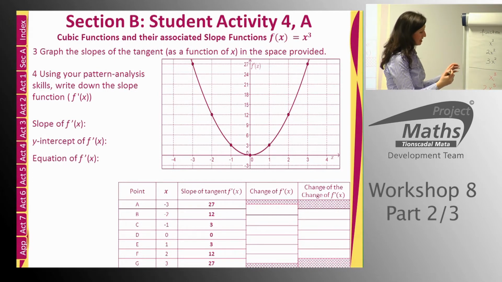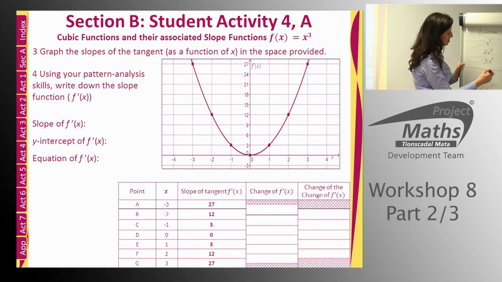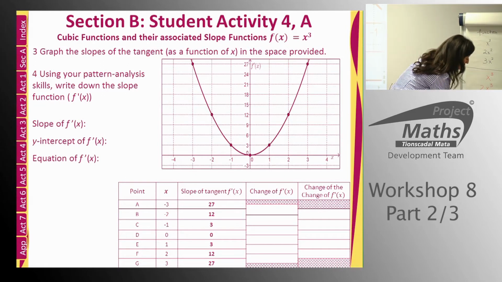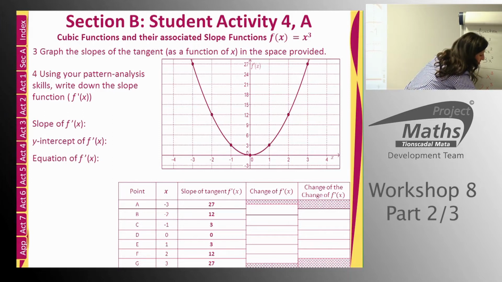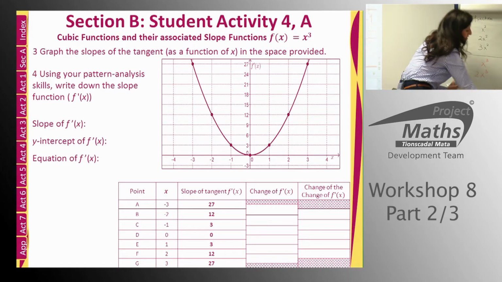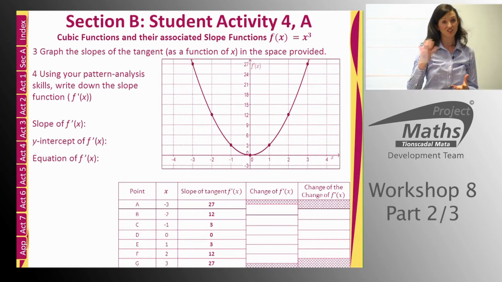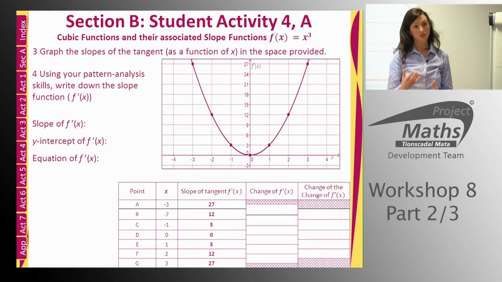So we can see here that the story is that we multiply the power by the coefficient and we reduce the power by 1. Okay. So f of x equals x to the power of n. So my slope function would be multiply my power by my coefficient and reduce my power by 1. Okay. So that's nice, isn't it, that they would discover those rules themselves.